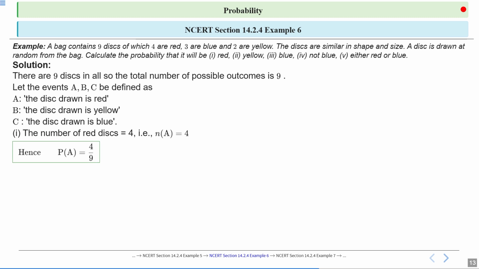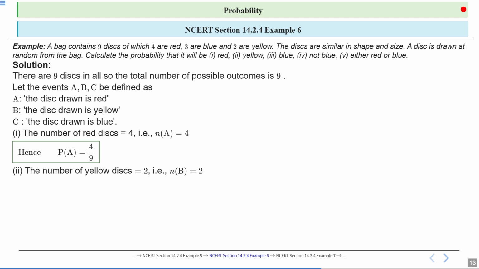And now what is the probability of A? The total number of possible outcomes is 9, and out of 9, there are 4 red discs. So the probability of A is equal to the number of elements in A divided by the total number of possible outcomes. So the probability of A is equal to 4 over 9. Clear? The probability that the disc drawn is red is 4 by 9.